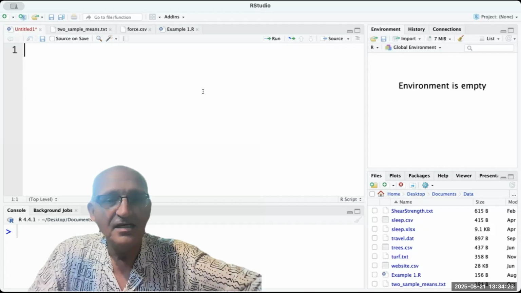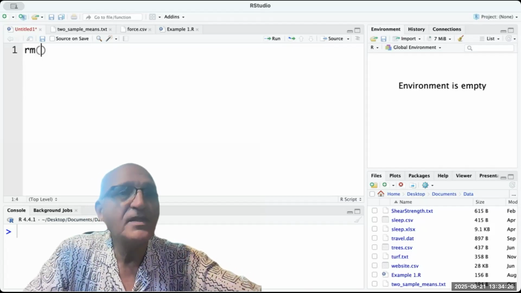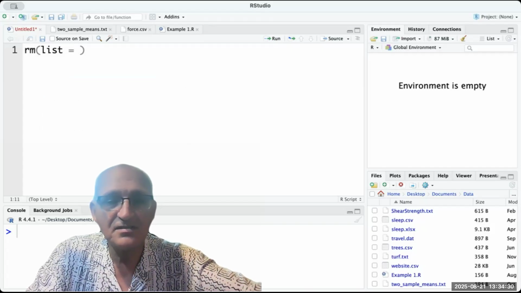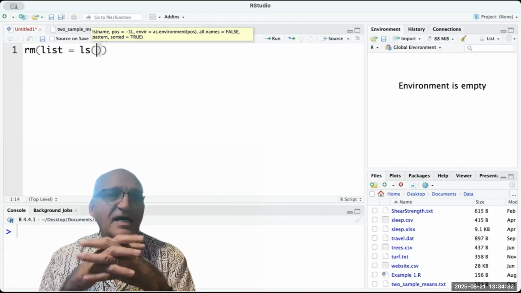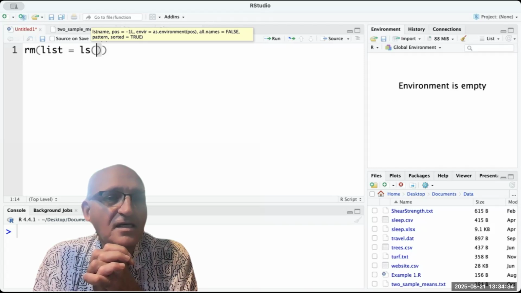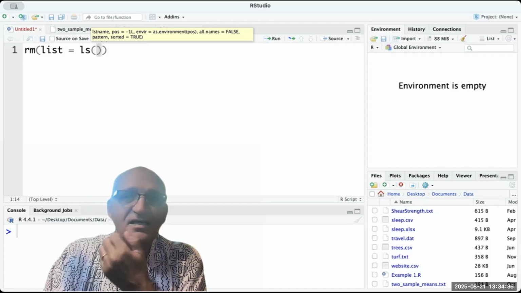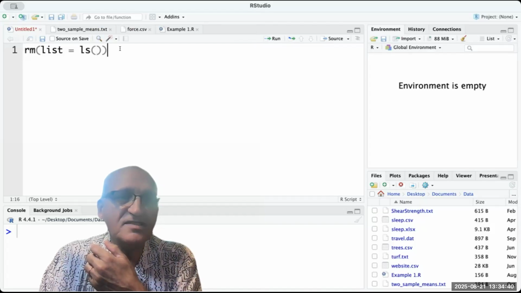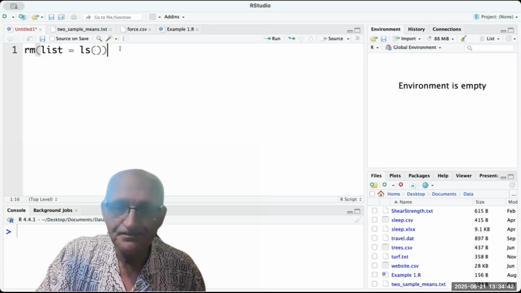It says rm(list = ls). Just that. So this line, even if I had a variable here, it will remove it. So we'll see that in a moment.